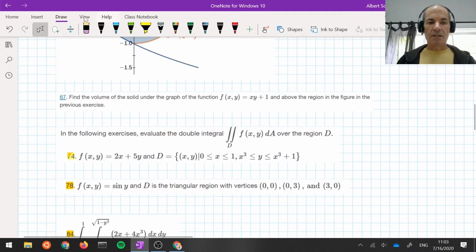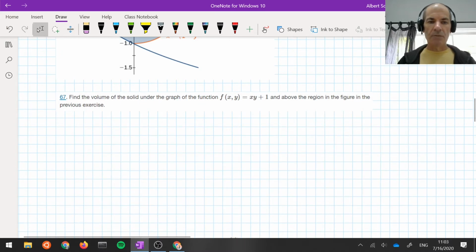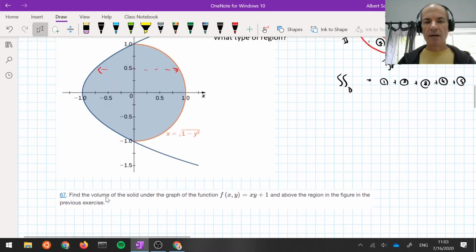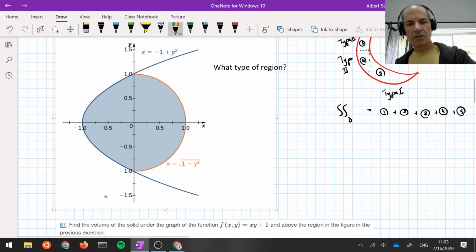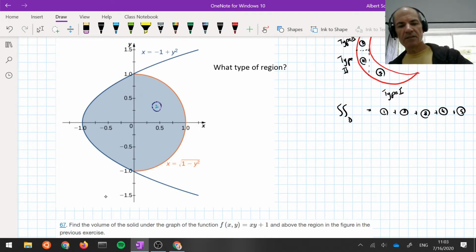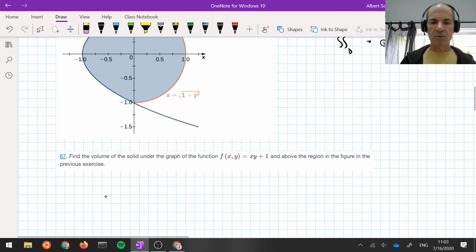So in problem 67, you're asked to actually do that integration. And we'll do that in the direction that we just described. That doesn't mean that we couldn't do it as a type 1 region, but we would need to chop it up into two pieces, do this one, and add them together. So we could do it, but this figure sort of naturally falls into a type 2 situation.